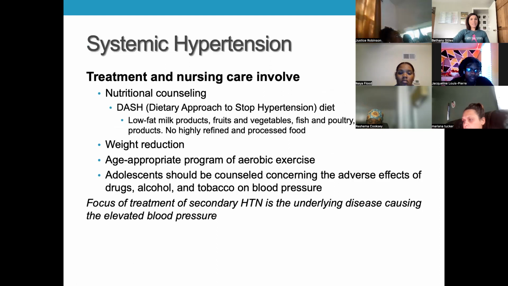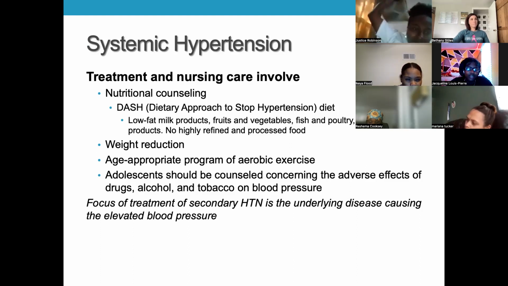When we're looking at systemic hypertension, so prolonged elevated blood pressure, we do a lot of nutritional counseling in our pediatric population. So nutritional counseling and then promoting exercise is going to be the best way to reduce hypertension in the pediatric population. So just like adults, we recommend the DASH diet, which is going to be low-fat milk products, fruits and veggies, fish and poultry, low sodium, no highly refined or processed foods.